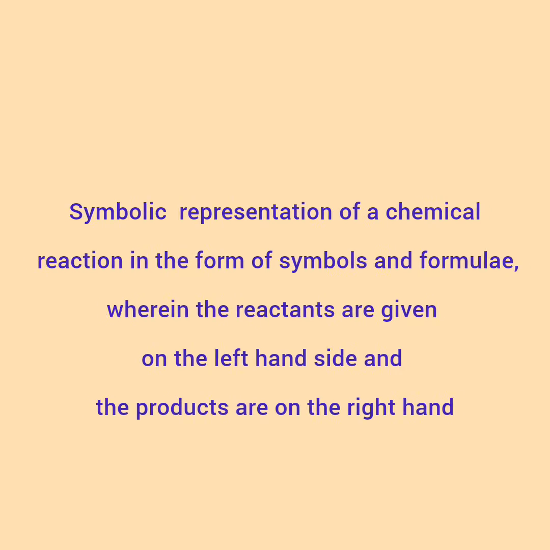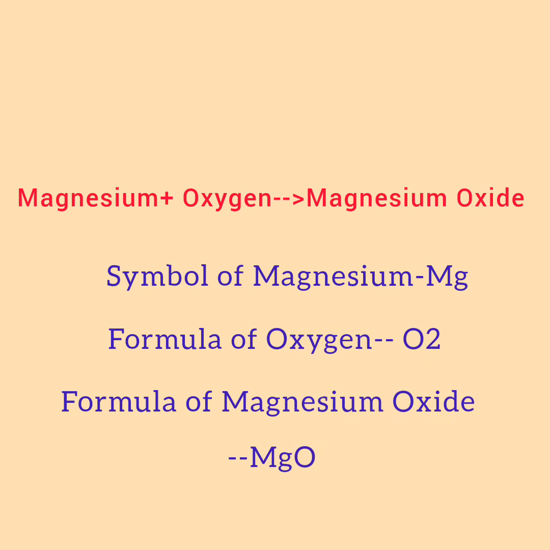Let us see one reaction, that is the reaction between magnesium and oxygen. Here, how can we write the chemical equation? First of all, we should know the symbol of magnesium. Symbol of magnesium is Mg. Formula of oxygen is O2. Formula of magnesium oxide is MgO. So, we should know the symbols and formulae in order to write the chemical equation of a reaction.